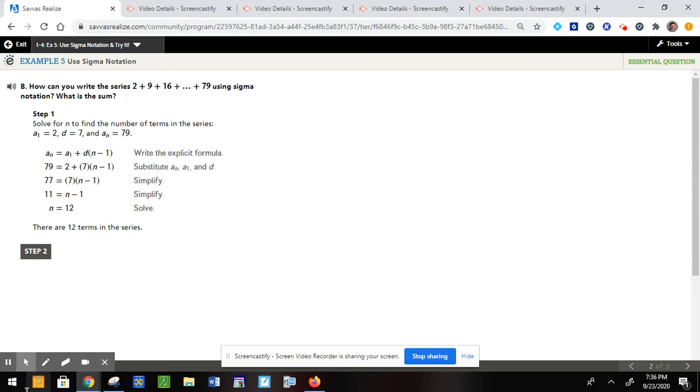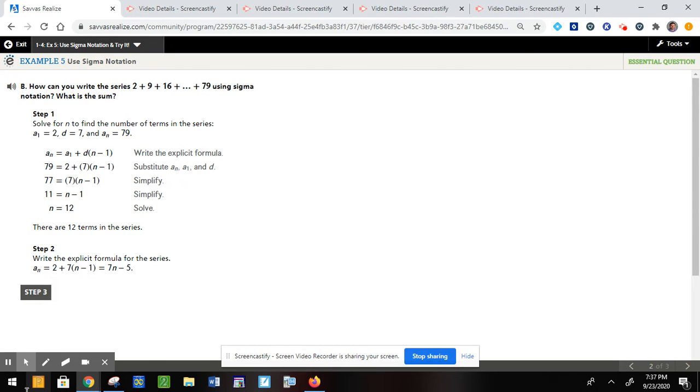7 is the common difference. So we're going to multiply that by n minus 1. And we're solving for n, right? So to solve for n, you end up with n equals 12. That means 79 is the 12th term of the sequence, which means there's 12 terms in the series.